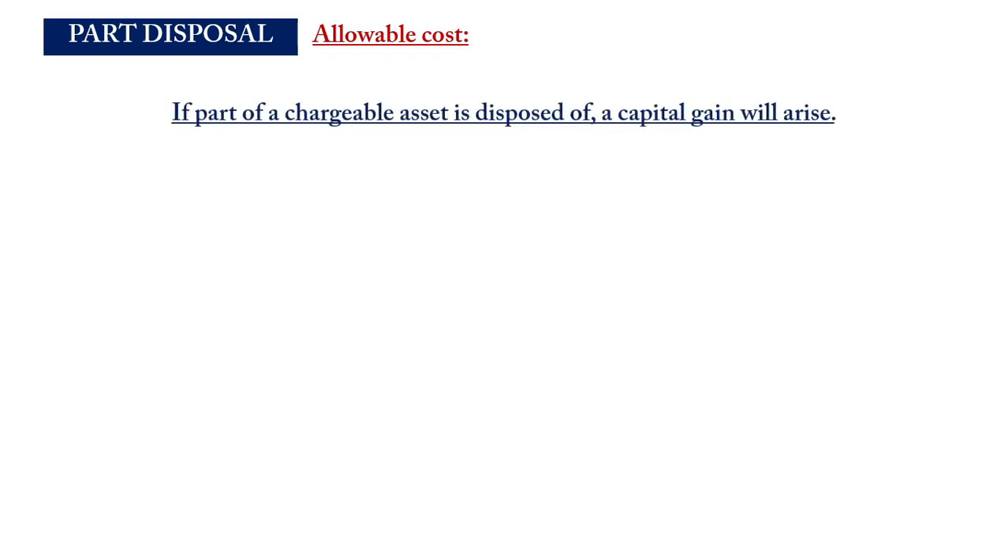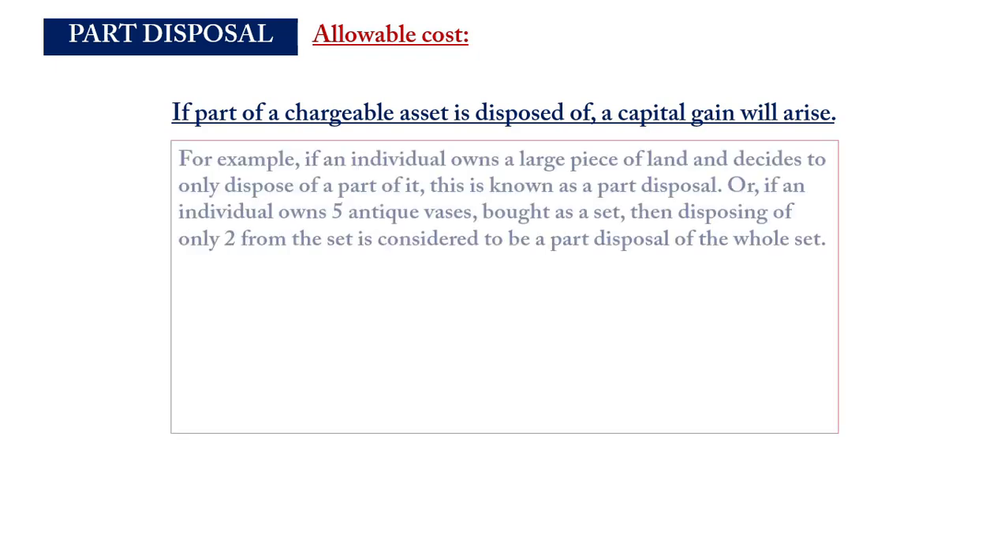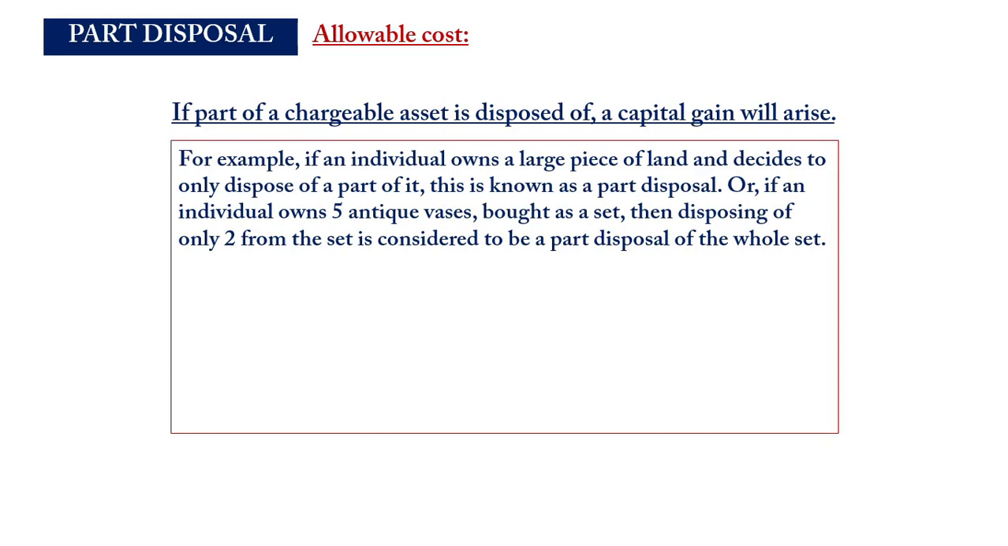Now, all this while, we've been discussing when the asset is sold wholly, the entire asset is sold off. There are situations where part of the asset is sold off, not in its entirety. That will also attract a capital gains tax to be charged. So if somebody has two plots of land and sells one off, or has 5 antique vases and sells 2 off, because the asset was bought together and it had one cost.